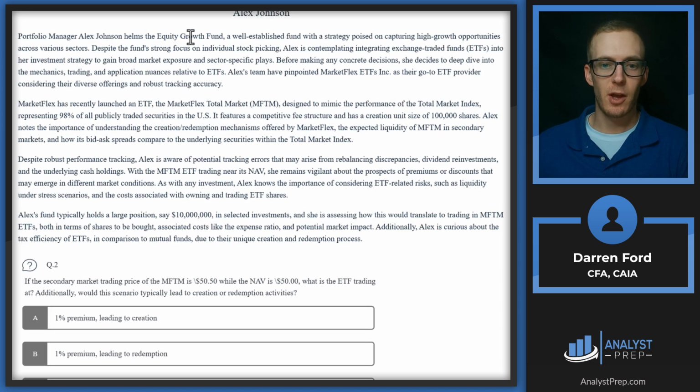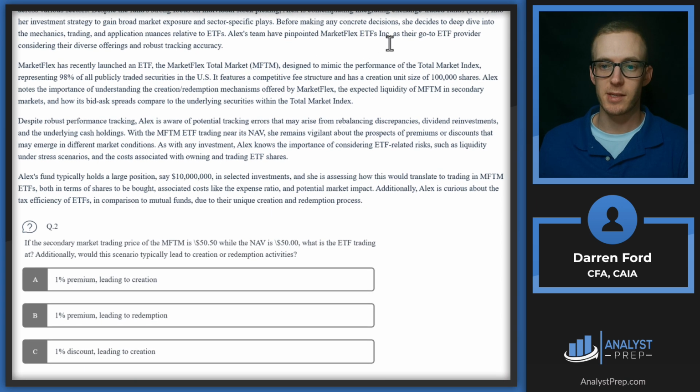Portfolio manager Alex Johnson helms the Equity Growth Fund, a well-established fund with a strategy poised on capturing high-growth opportunities across various sectors. Despite the fund's strong focus on individual stock picking, Alex is contemplating integrating ETFs into her investment strategy to gain broad market exposure and sector-specific plays. Before making any concrete decisions, she decides to do a deep dive into the mechanics, trading, and application nuances relative to ETFs. Alex's team have pinpointed MarketFlex ETFs Incorporated as their go-to ETF provider, considering their diverse offerings and robust tracking accuracy.